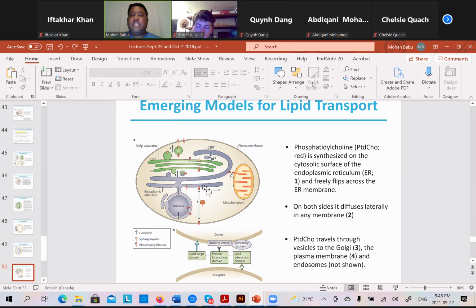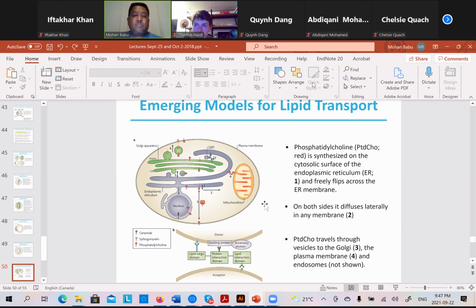Now it gets diffused laterally in any membrane, and it goes in this direction. But now the phosphatidylcholine travels through the vesicles. These are vesicles. It travels through the vesicles to the Golgi. So this red one here is the phosphatidylcholine. They travel to the Golgi, and then from the Golgi to the plasma membrane. You can see how the little red blobs are just moving towards different organelles. So now it goes to the plasma membrane, and then from the plasma membrane to the endosomes.